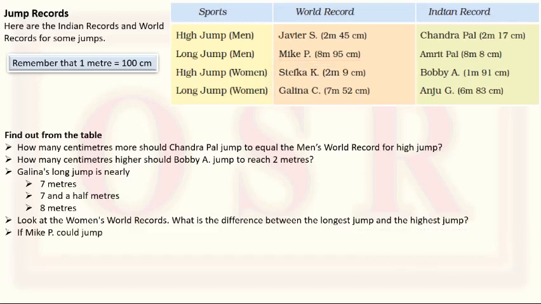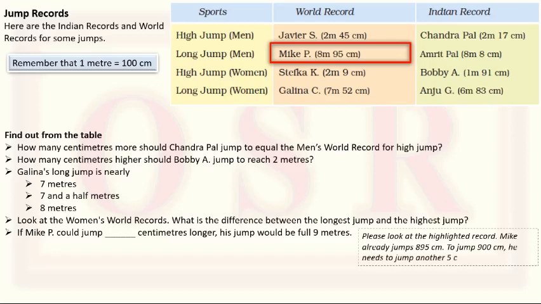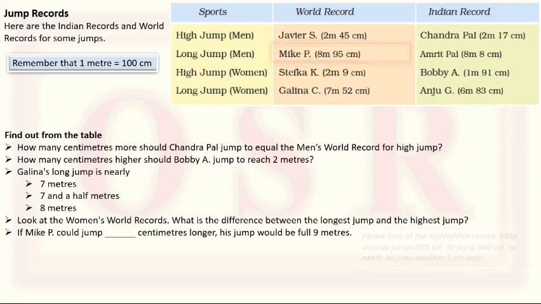If Mike P could jump dash centimeters longer, his jump would be a full 9 meters. Now where is his record, Mike P? It's here. Okay, so what does it say? Please look at the highlighted record, guys. Mike already jumps 895 centimeters. So to jump another 900, how much does he need? 5 centimeters only.